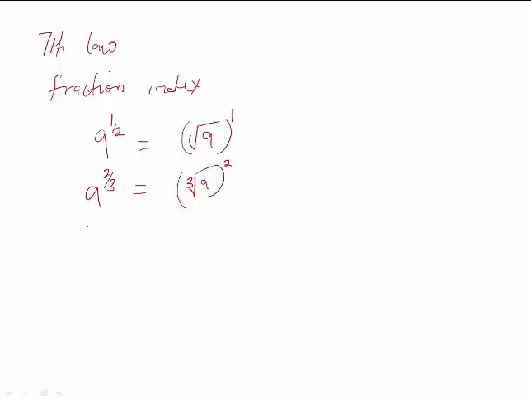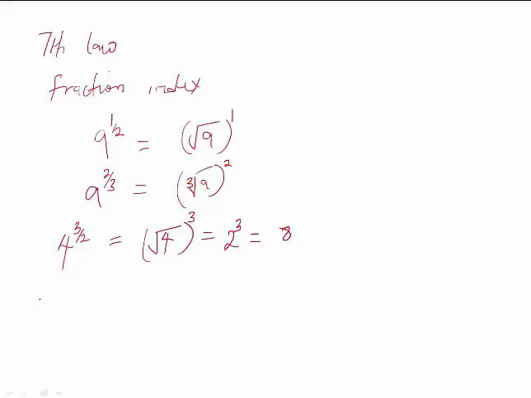Now, let's try and take an example. Assuming I have 4 raised to the power of 3 divided by 2. What this simply means is, I'll need to use this 2 to find the square root of 4. Then I have to raise it to the power of 3. Now, the square root of 4 is 2. Then raised to the power of 3, that will give me 8, meaning 2 times 2 times 2. That will give me 8.